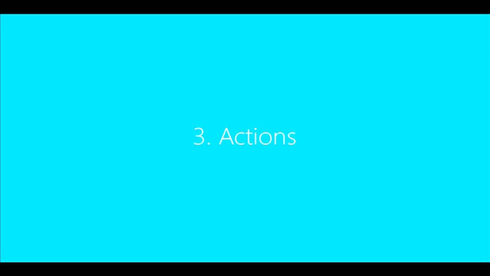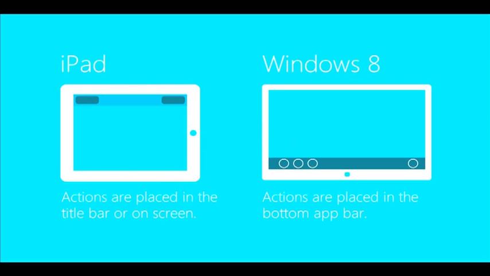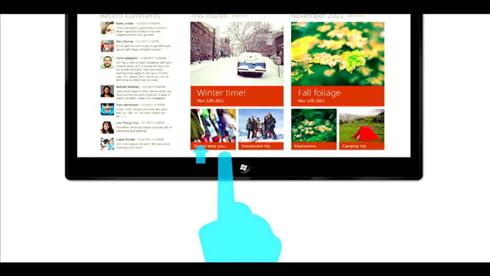Now let's talk a little bit about the actions and the action bar. Actions on iPad mostly go in the top title bar, sometimes at the bottom title bar. In Windows 8, they all go into the bottom app bar. It's very easy. The bottom app bar is hidden by default, and you can display it by swiping from the bottom, as we learned this morning.